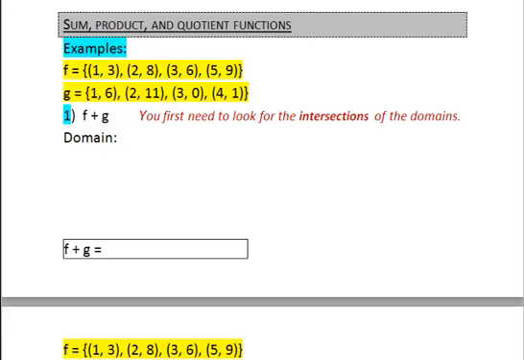So what if we have ordered pairs as our function instead of an actual equation? The very first thing you must do is look for the intersections of the domains. So what is the domain of this first function? It's 1, 2, 3, 5, right? Well, what is the domain of the second one? 1, 2, 3, 4.